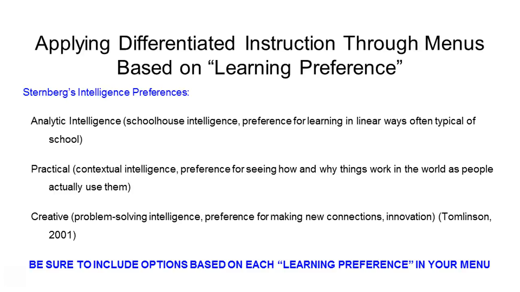So this one is going to use Sternberg's intelligence preferences. And so we're going to look at these three different preferences and how we might be able to design what's called a menu based on these learning preferences to differentiate instruction. So the analytic intelligence is really what we think about as the schoolhouse intelligence, so the linear kind of typical ways of learning. Practical intelligence would be the contextual intelligence, preference for seeing how and why things work in the world as people actually use them. And then creative intelligence, so use of problem solving, preference for making new connections, and so on and so forth.